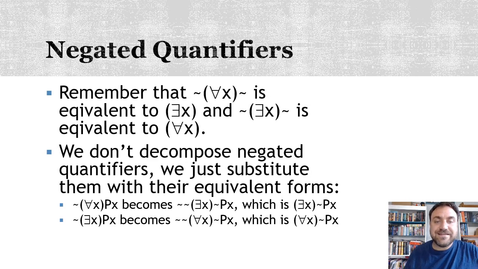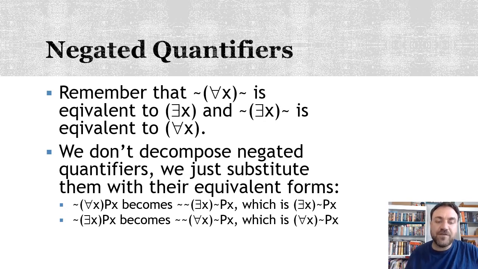We don't generally deal with negated quantifiers, so we don't need really special rules for them. Basically, what we do when we come across a negated quantifier is just replace it with its equivalent form. So you remember that not universal not is equivalent to existential, and not existential not is equivalent to universal, right? And so basically, all we do is swap it out.